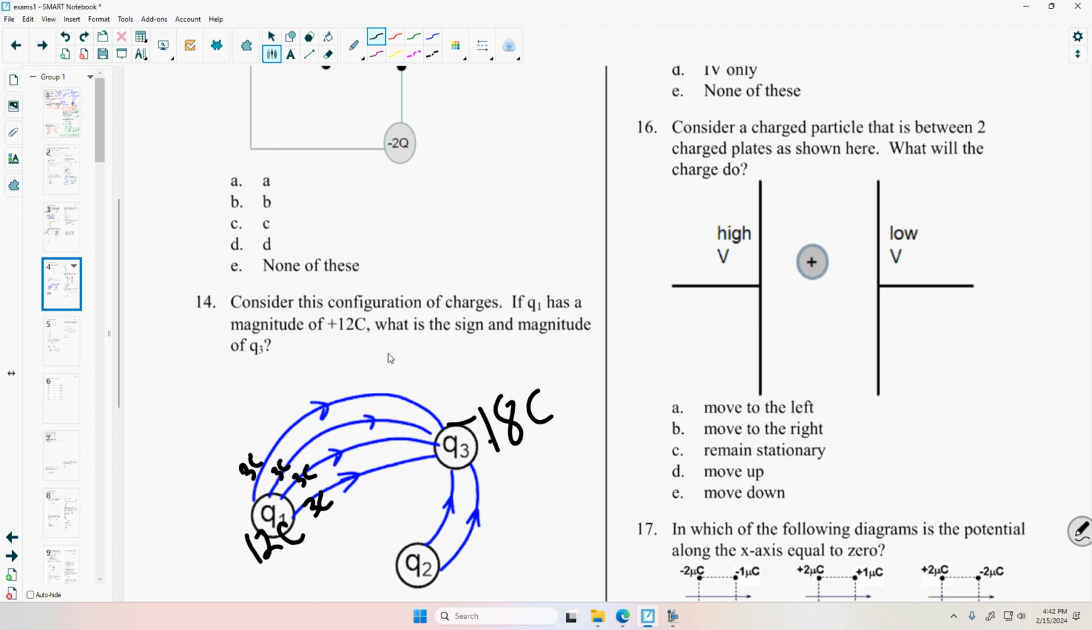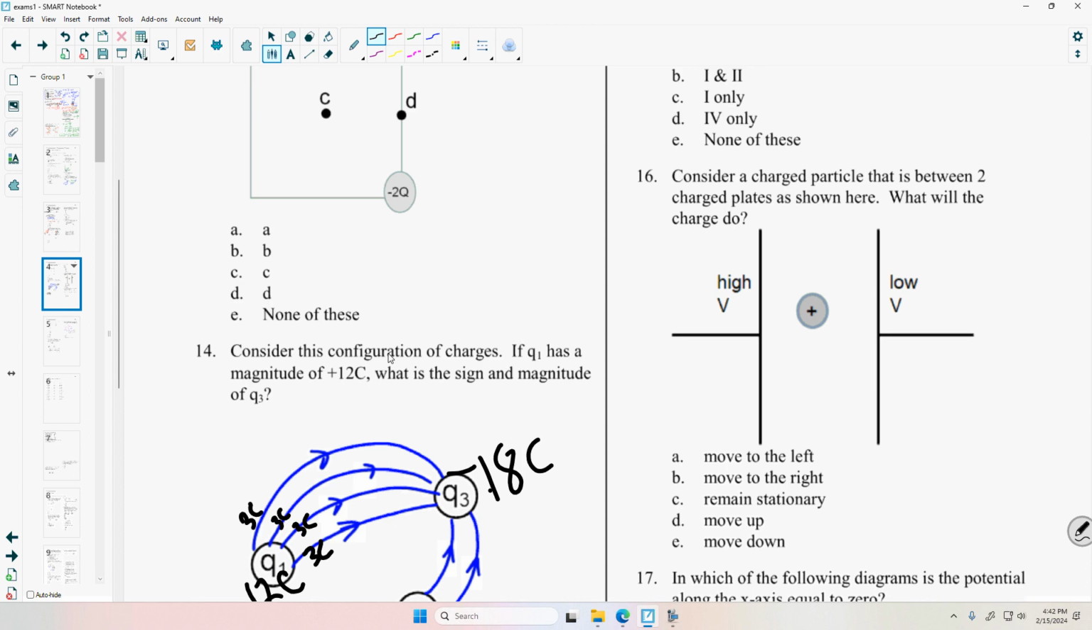All right, there's going to be some similar to this. I have a charge that's moving around in an electric field. Positive charges move from high to low potential. Negative charges move from low to high potential.